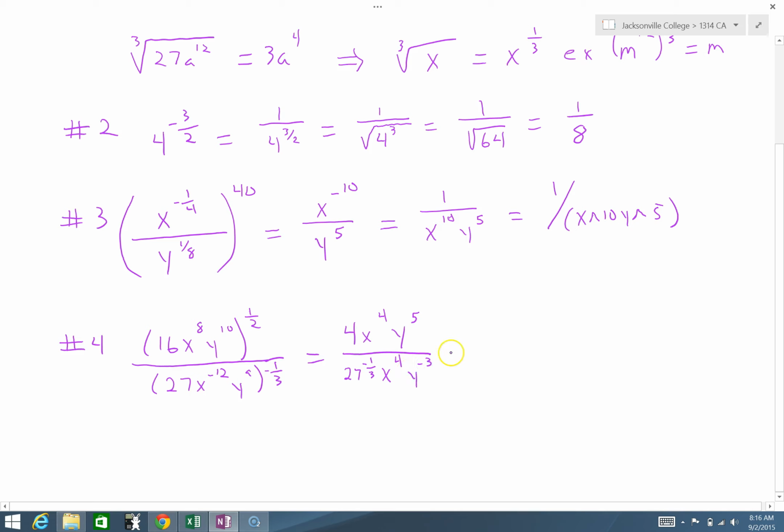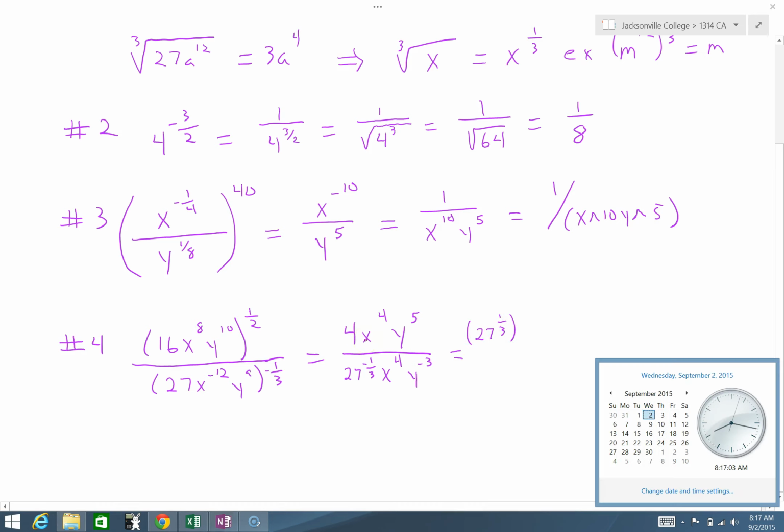Alright. Well, we've discussed previously, anytime we have a negative exponent, if it's in the denominator, we're going to move it to the numerator or vice versa. So this becomes moving this 27 to the negative 1/3 to the numerator. We have 27 to the positive 1/3. I'm going to group this in a parentheses. Still have our 4 up there.